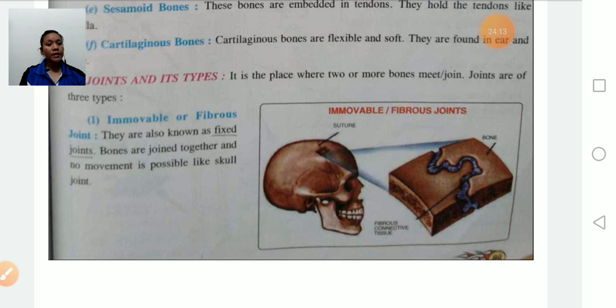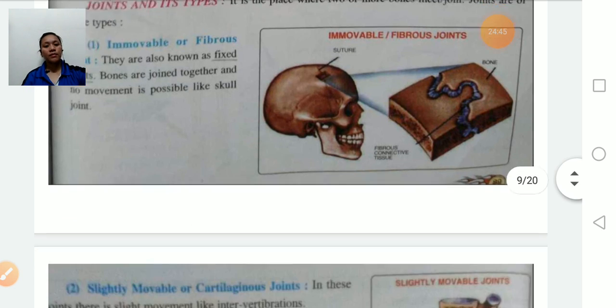These are also known as fixed joints because the bones are joined together and no movement is possible. Immovable joints are also known as fixed joints. The bones are joined together and no movement is possible, like in the skull.